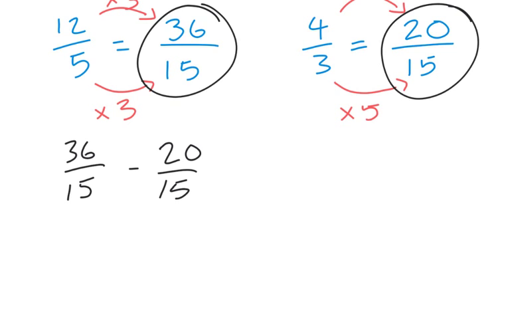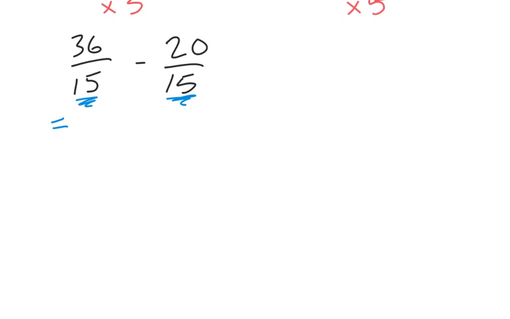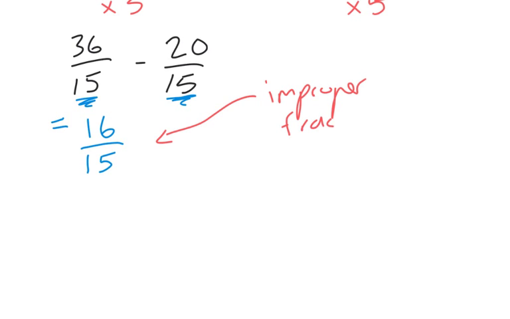You should notice that the denominators are the same, so we can go ahead and subtract these fractions. Let's make a little bit of space first. So 36 subtract 20 is actually 16. The denominators stay the same. Do not touch them, do not subtract them. That would be incorrect. You should notice right off the bat that 16 over 15 actually is an improper fraction since the numerator is greater than the denominator.